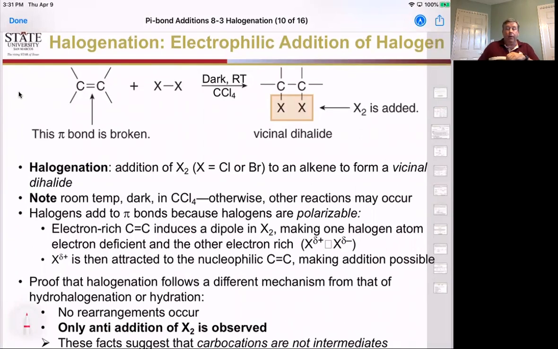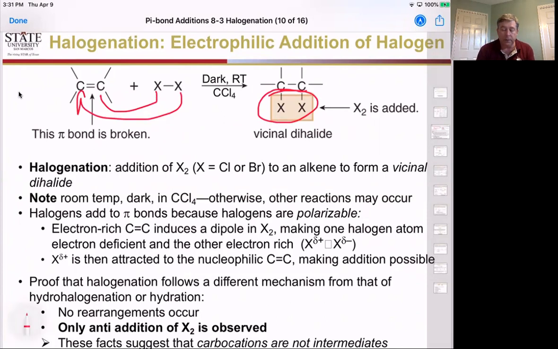Okay, now typically we want to do this at room temperature in the dark, because if we don't do it at room temperature in the dark, we can have the possibility of having radical reactions happen. When we have radical reactions, that's not electrophilic addition, that does a different chemistry. Okay, so when we do this, we want to put a part of the halide on one side and part of the halide on the other side to give us a vicinal dihalide. So we end up with two halogens on our material.